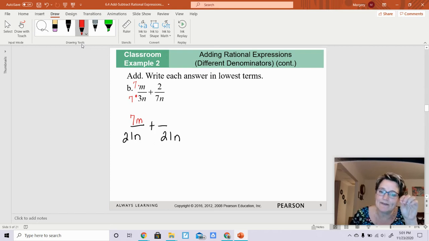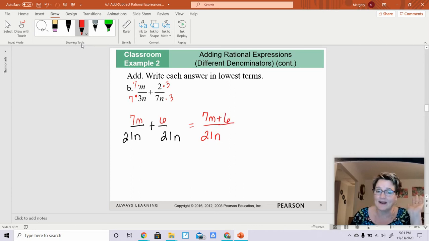Whatever you do to 7n, you're going to multiply it by 3 to get 21n. Whatever you do to the bottom, you must do to the top. 3 times 2 is 6. Now your denominator is 21n. You're going to add your numerators up, which is 7m plus 6.